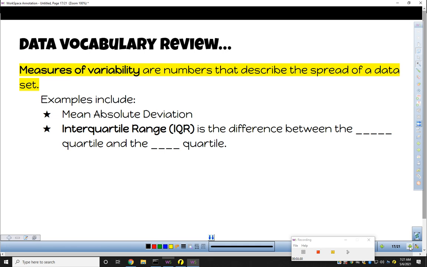Two different measures of variability. Measures of variability are numbers that describe the spread of the data. The two examples are mean absolute deviation and the interquartile range. Mean absolute deviation we're not going to deal with a lot here, but I do want you to be aware of what it is.